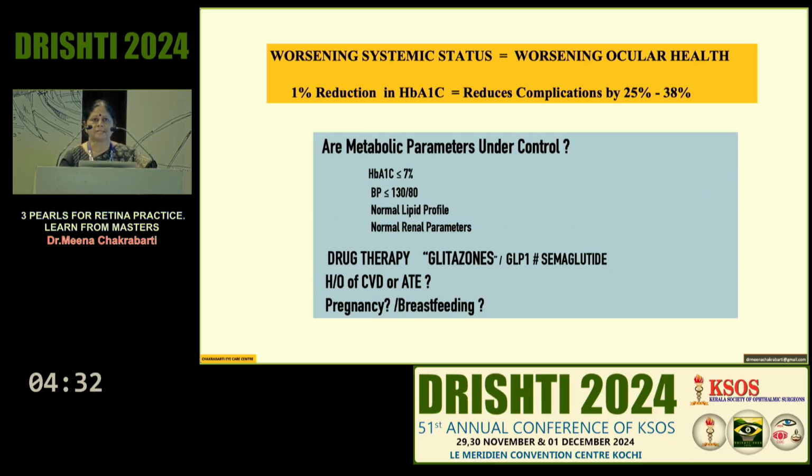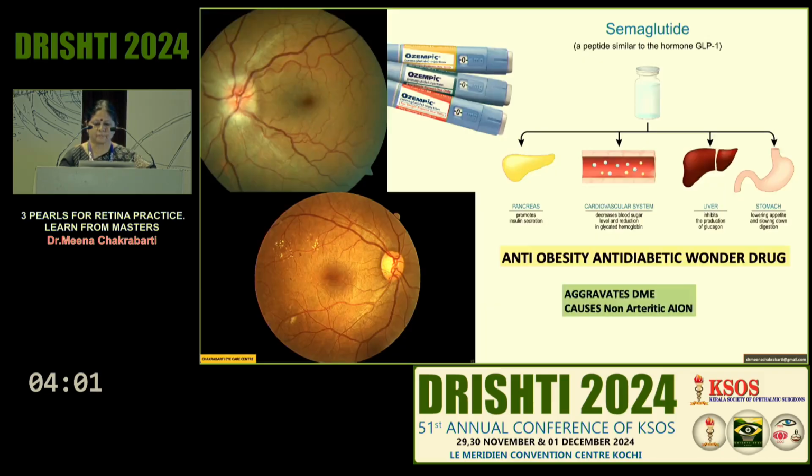Be aware of the drugs that your patient is taking. If they are on glitazones or semaglutide, there is a chance that the diabetic macular edema can worsen. Have an idea of whether the patient has had a cardiovascular event or an acute thromboembolic episode in the recent past, which will guide you to the kind of drug that you can use for the intravitreal injection. Also find out if your diabetic patient is pregnant or breastfeeding, in which certain drugs cannot be used.